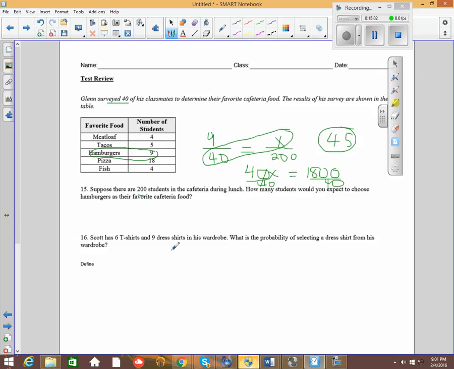And last but not least, number 16. Scott has 6 t-shirts and 9 dress shirts for his wardrobe. What is the probability of selecting a dress shirt? So let's look at how many dress shirts you have. He has 9. And what is the total? 15. So you can reduce that. They want it in simplest form. So the answer is 3 over 5.